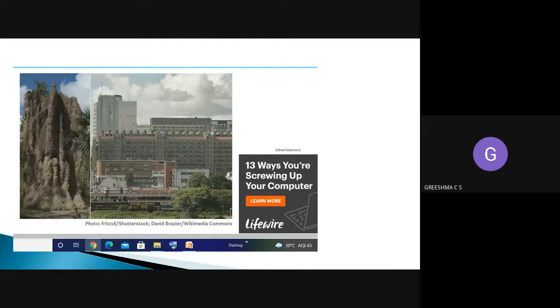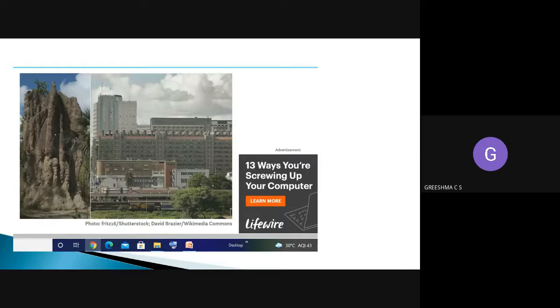Another example of biomimicry, I will show you. This is one of the famous examples of biomimicry: the termite den. This is done in Zimbabwe. You can see this building. Okay, see this building.